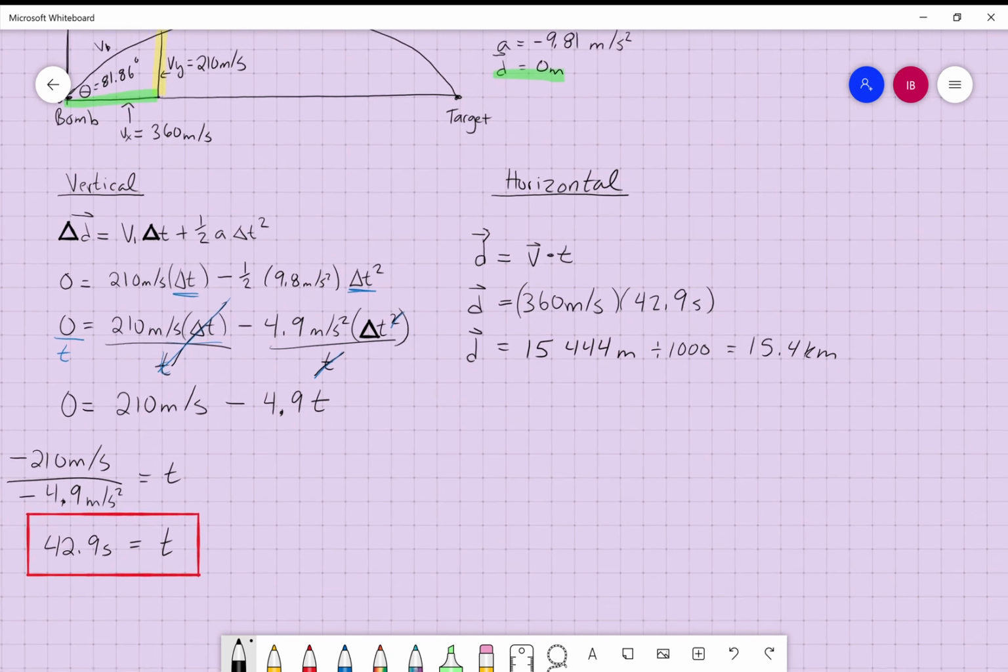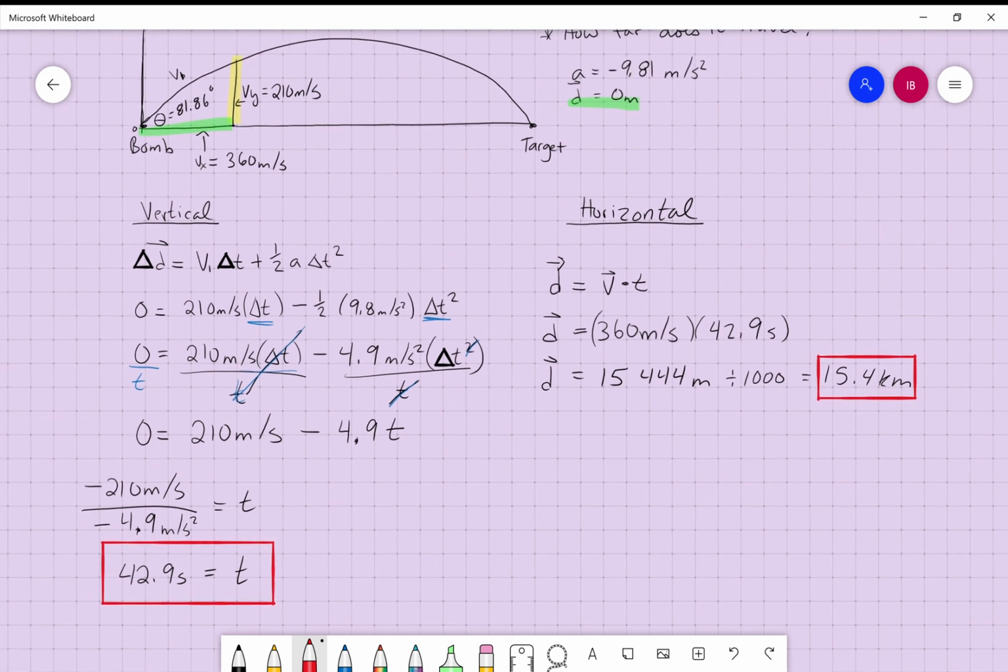Now for the horizontal distance, we're just going to use a simple formula: displacement is the velocity multiplied by the time. So it's 360 meters per second times 42.9 seconds. That gives us a total of 15,444 meters. As per the instructions, you have to change it to kilometers, so you divide by 1,000, which gives you 15.4 kilometers as your total distance.